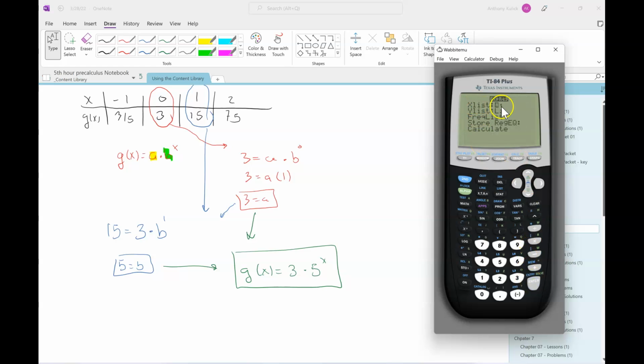I put my x's in L1, I put my y's in L2. I'm not being asked to do anything more with this, so I don't have to worry about storing it. And it says the a is 3, the b is 5, and the r's are both exactly 1, which means that it's a perfect fit. Everybody cool? You kind of remember doing this from a couple chapters ago? Again, you don't have to do it that way, but I want to point out that it's a good way to check your work.